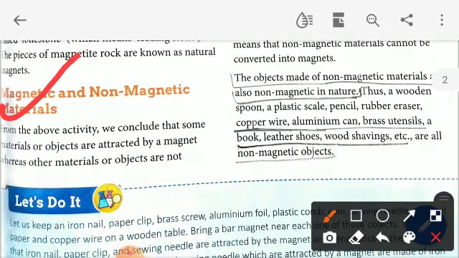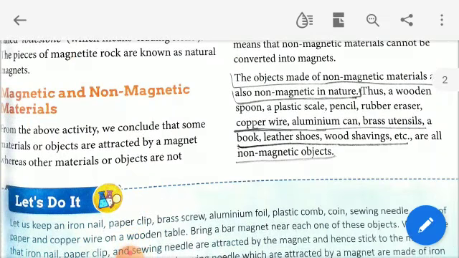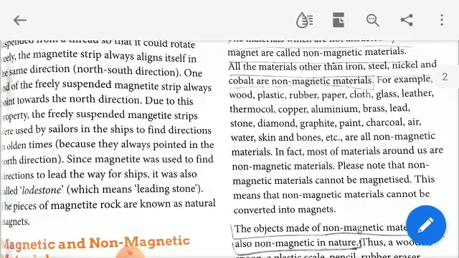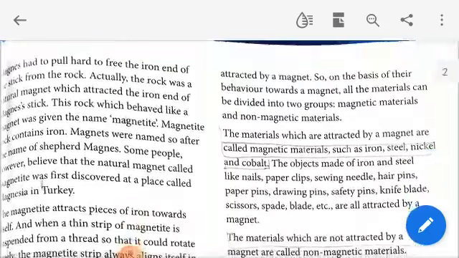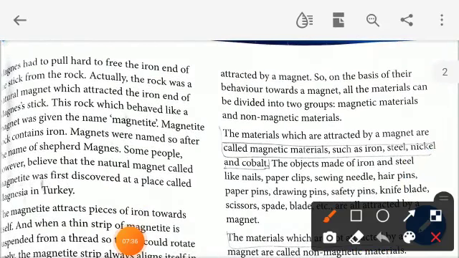On the basis of their behavior towards a magnet, all the materials can be divided into two groups. So materials can be divided into two groups by the nature of the material. They are known as magnetic material and non-magnetic material. Now we will discuss the magnetic material and non-magnetic material.